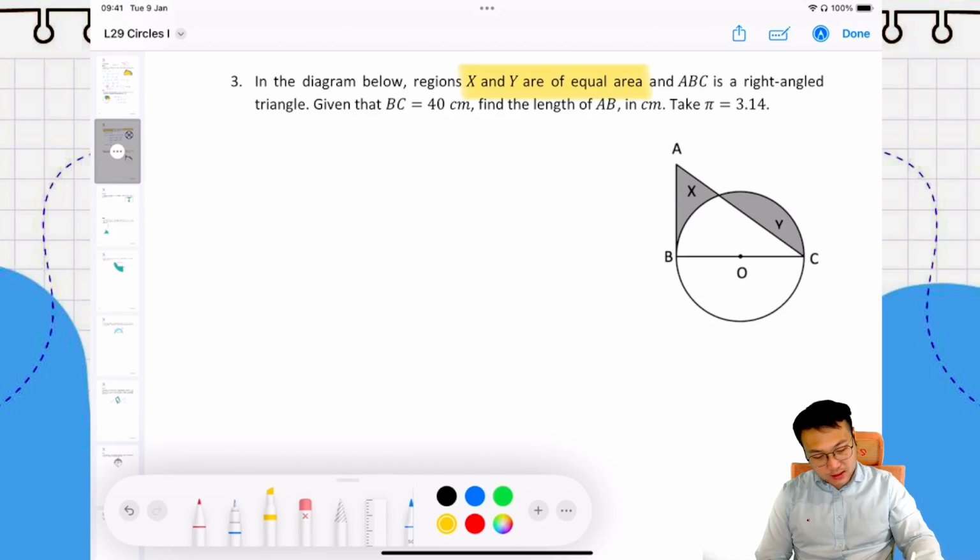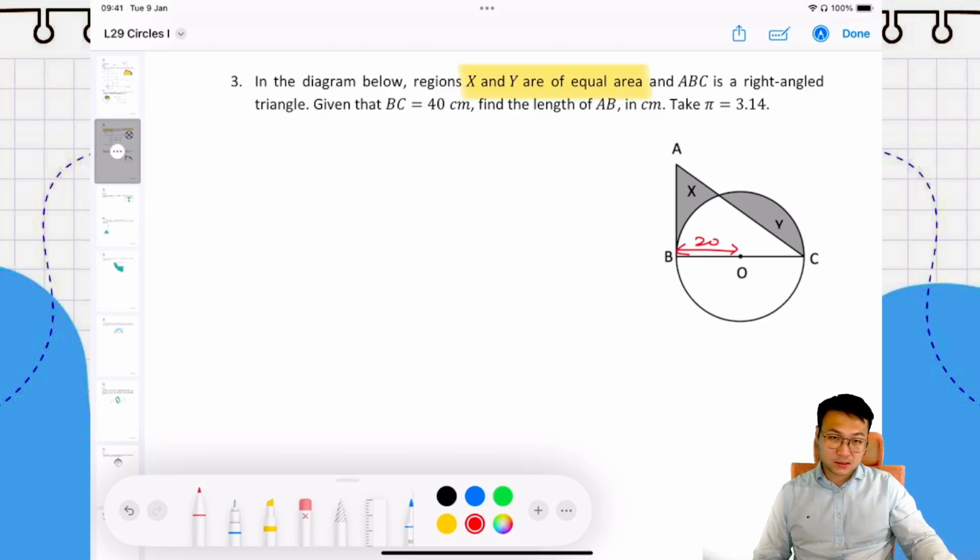And ABC is a right angled triangle. Given that BC is 40, find the length of AB. Okay, great. They are telling you that BC is 40. So the entire length BC here is 40. So the radius should be 20. Am I right? Okay. Given that BC is 40, find the length of AB.